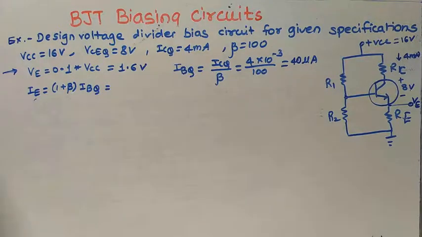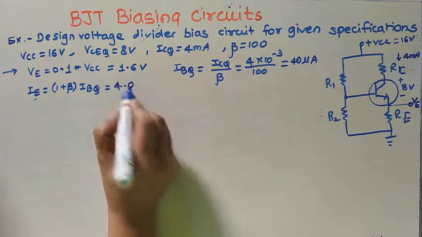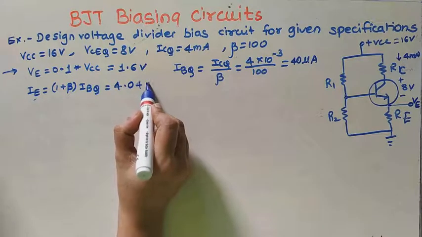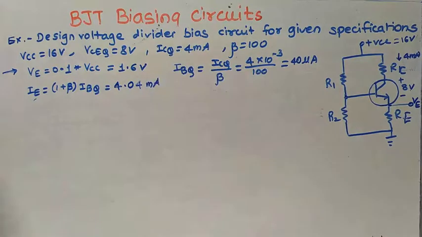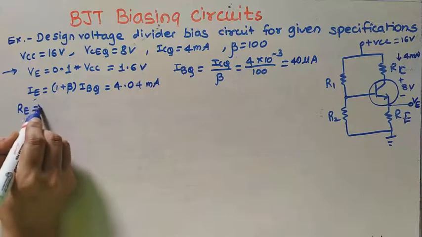So after this we'll have IE equals 4.04 into 10 raised to minus 3 ampere. That means it is milliampere. Okay, after this what we can do, we can find out the value of resistor RE.